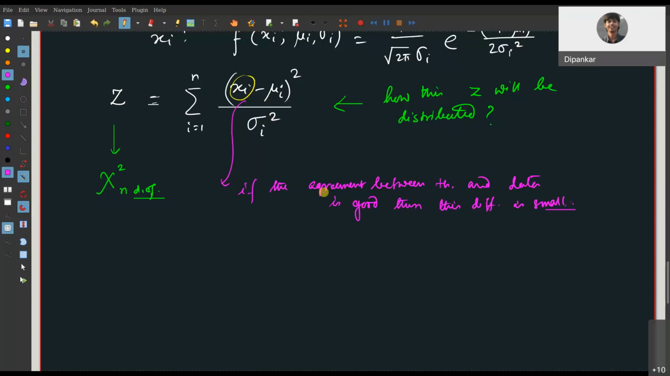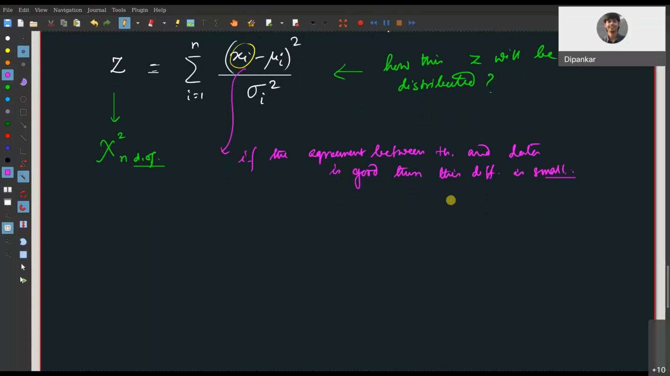And if your experiment goes haywire or your theory is wrong, then this x_i is kind of everywhere and it will not agree with this mu_i. So if the agreement is bad, this will be reflected in this difference, and since this difference is squared, it doesn't matter if you are below or above the theoretical expectation, this square is always positive. So z will be away from 0 if the agreement between theory and data is bad.